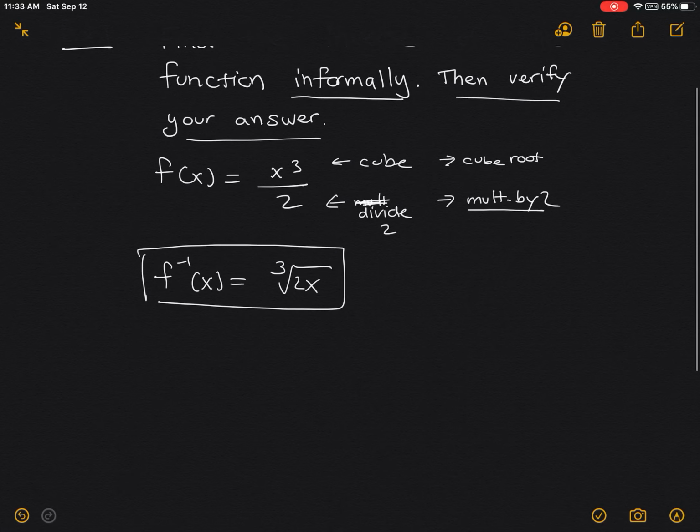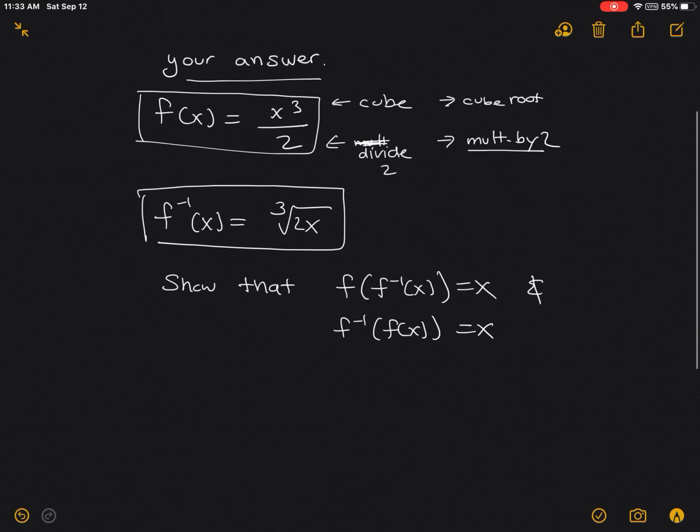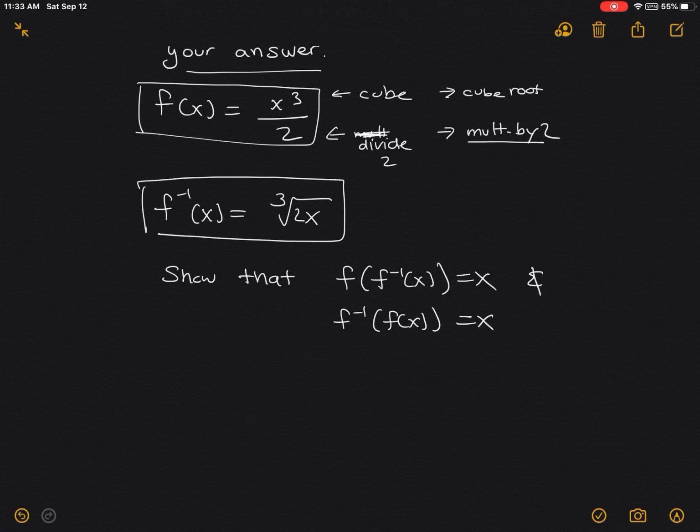Okay, so it also says verify your answer. The way you verify that f and f inverse are inverses is you have to show, using the definition, that f of f inverse of x is equal to x, and you have to show that f inverse of f of x also equals x. Okay, so let's do that. Both of these conditions need to be true.